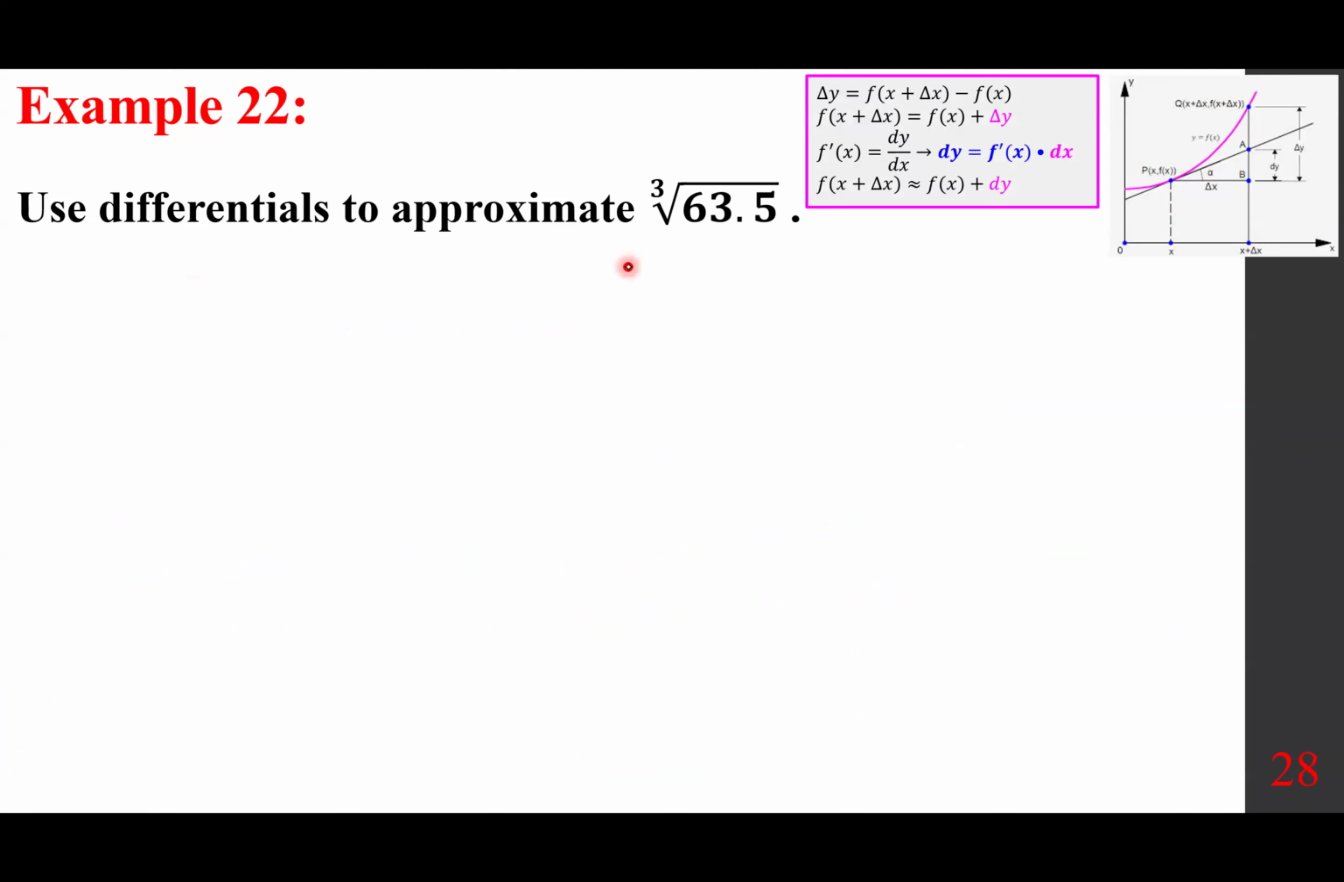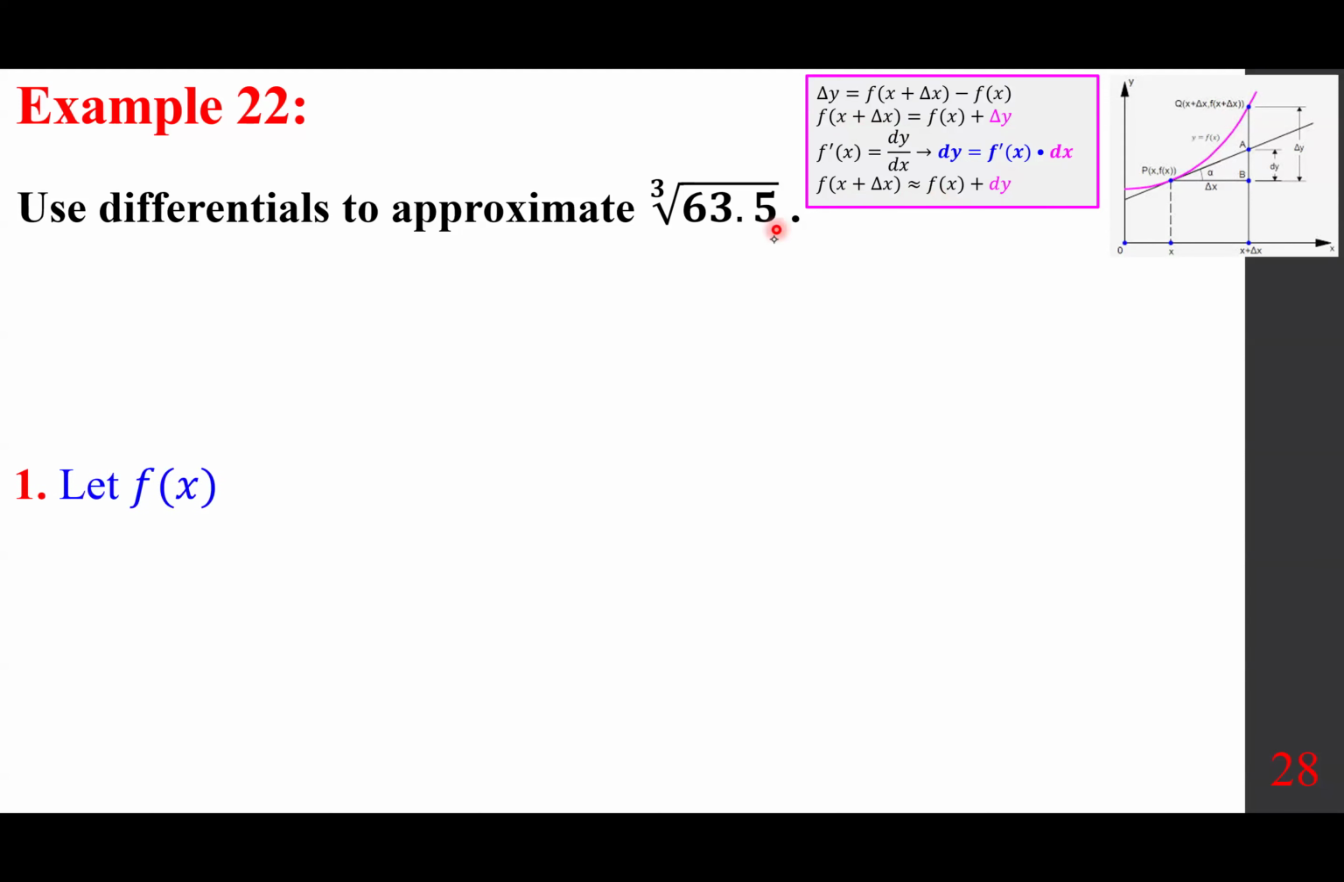Use differentials to approximate the cube root of 63.5. Reminding you, delta y is f of x plus delta x minus f of x. Delta y is the rise along the curve, dy is the rise along the tangent line, and delta y can be approximated by dy. Therefore f of x plus delta x can be approximated by f of x plus dy.